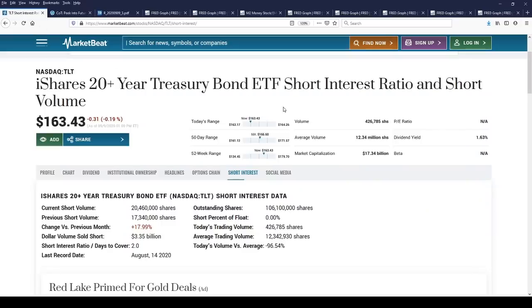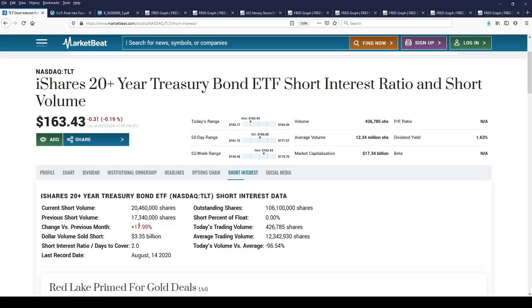Here is the short interest in TLT, and this was posted on Twitter today by Danielle DiMartino Booth, who pointed out that the change in short volume was up almost 18% over last month on the 20-year. See, everyone claims that nobody wants bonds. The reality is everyone is shorting and betting against the bond market. They're betting against the Fed. So you have this huge and growing position against the bond markets.